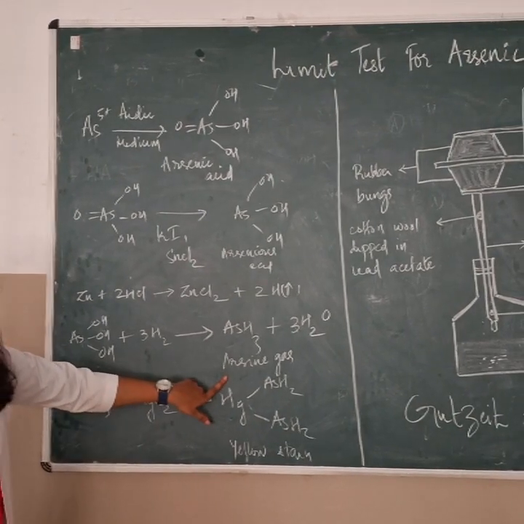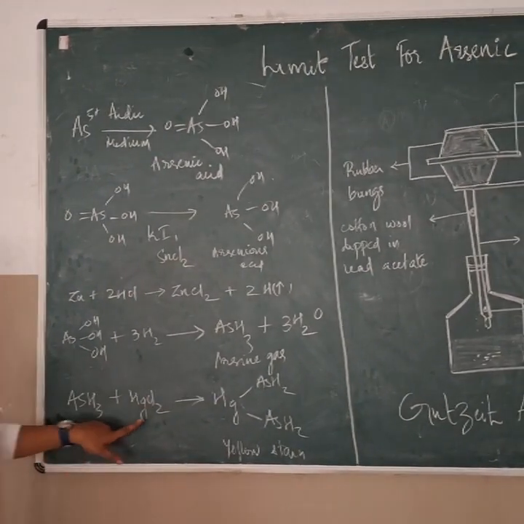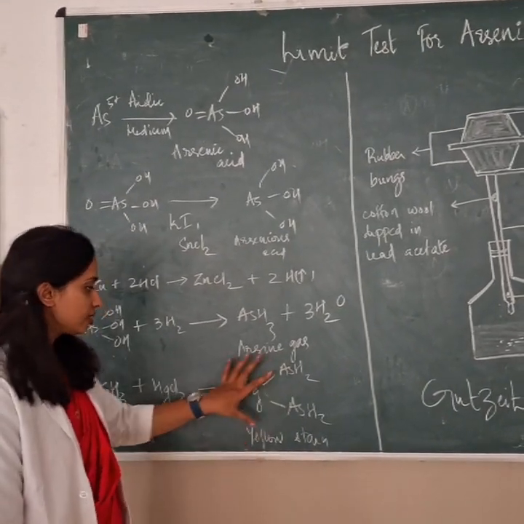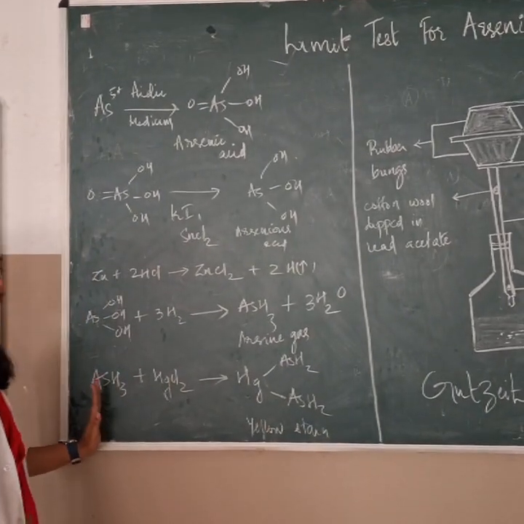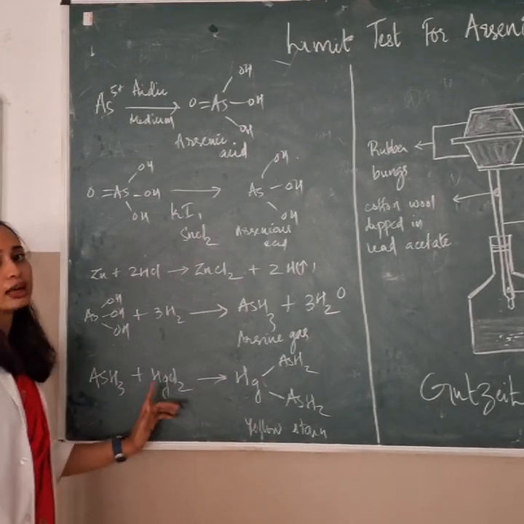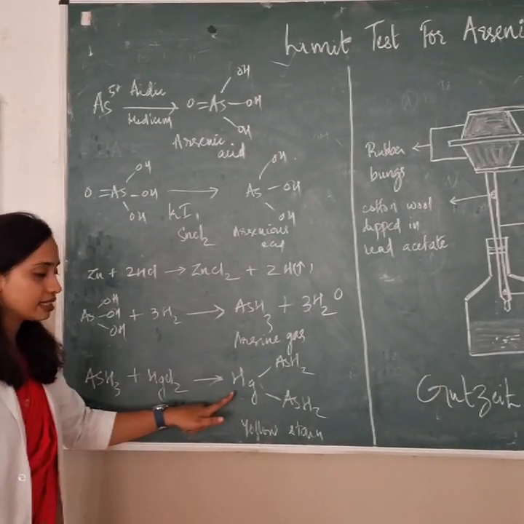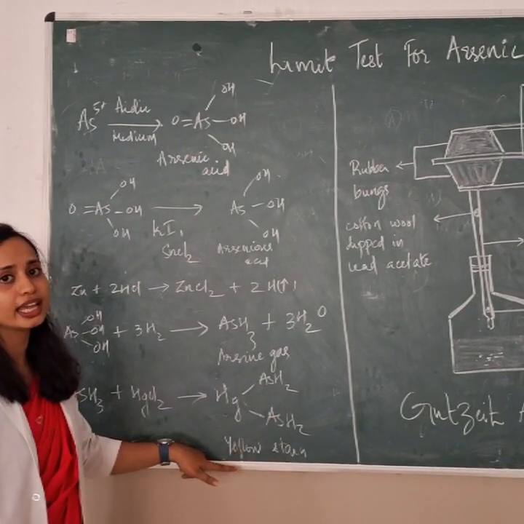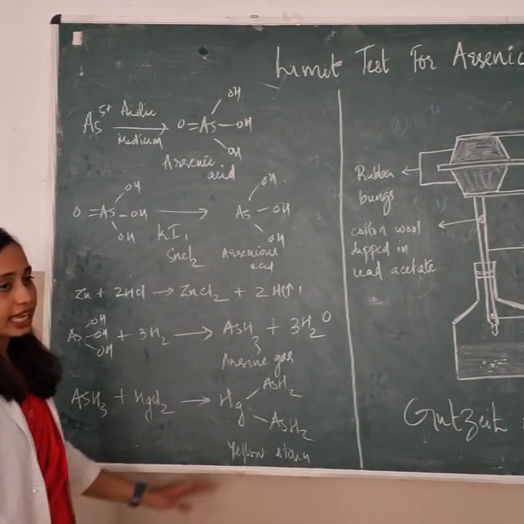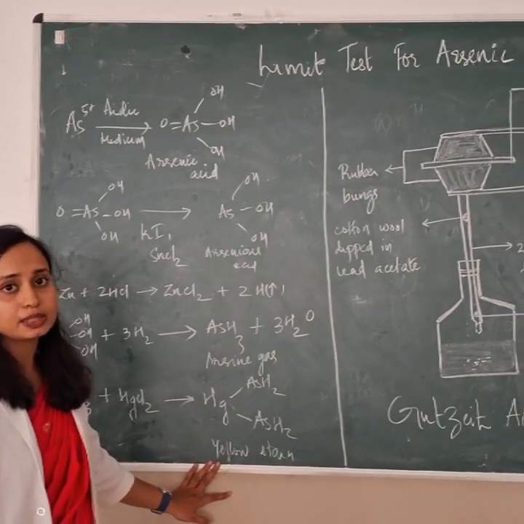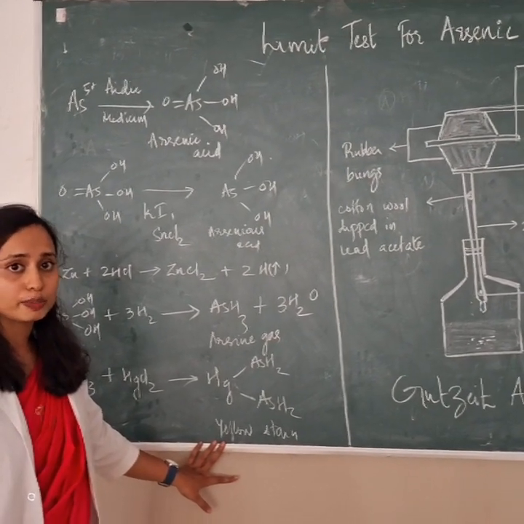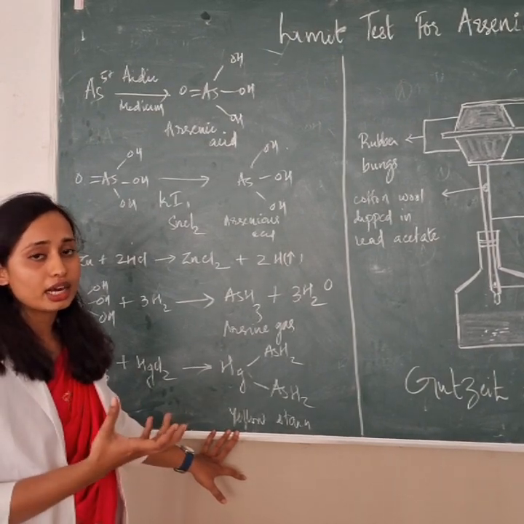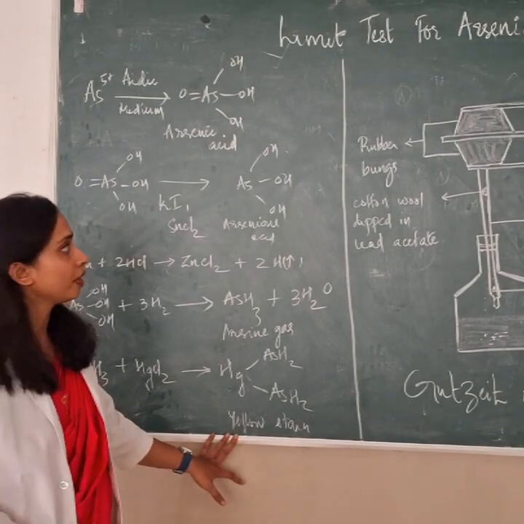Then the arsine gas that is produced reacts with the mercuric chloride paper to produce a yellow stain, and this compound, formed by the reaction of arsine gas with mercuric chloride paper, is called mercuric arsenide, which produces a yellow stain. And the yellow stain produced in the test is compared with that of the stain produced by the standard solution of arsenic, which contains arsenic in the limited quantity.